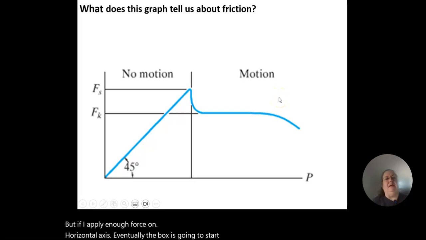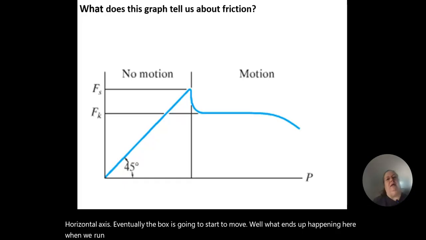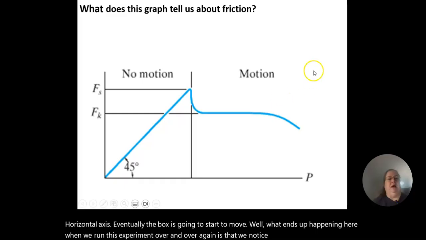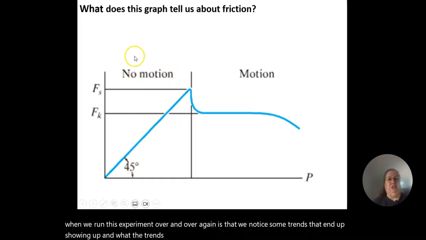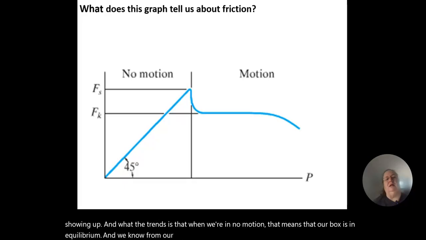Well, what ends up happening here when we run this experiment over and over again is that we notice some trends that end up showing up. And what the trends are is that when we're in no motion, that means that our box is in equilibrium. And we know from our study of equilibrium all semester, that means all of the forces have to balance each other out.